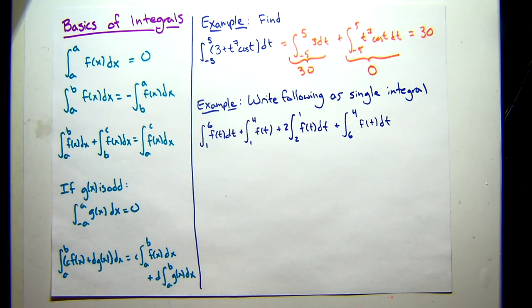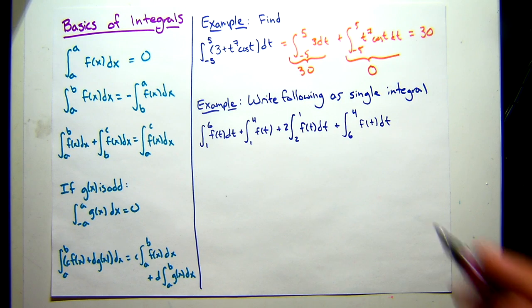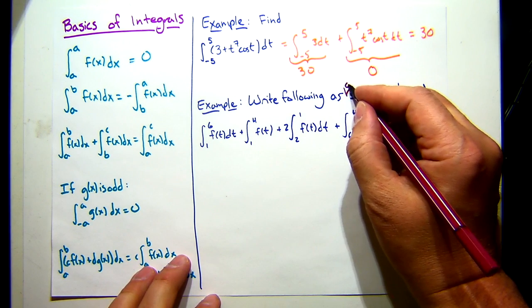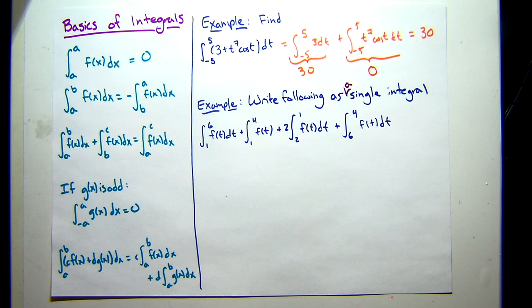Okay, so another example, because working with integration is very important. It's probably about half the test. Write the following as a single integral. I probably should have put the words "as a single integral," but this is not an English class. All right: the integral from 1 to 6, plus the integral from 1 to 4, plus 2 times the integral from 1 to 2, plus the integral from 6 to 4.